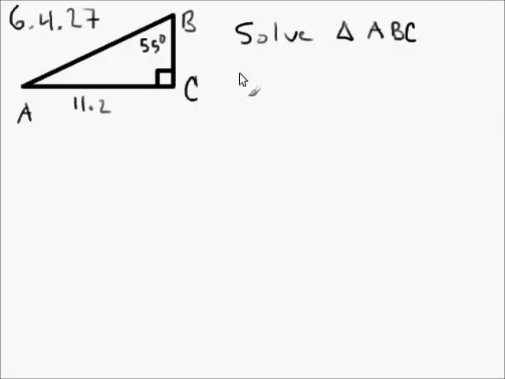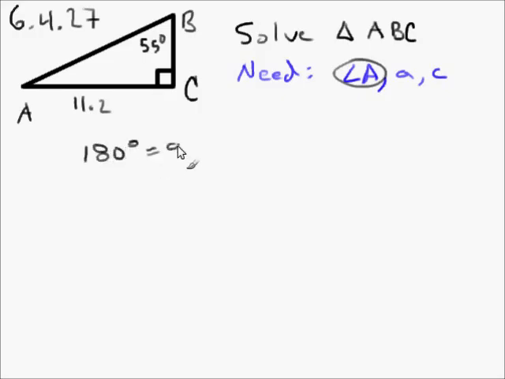So we're going to need angle A. We know angle C. We're going to need little a and little c. Three things. Angle A is the easiest.